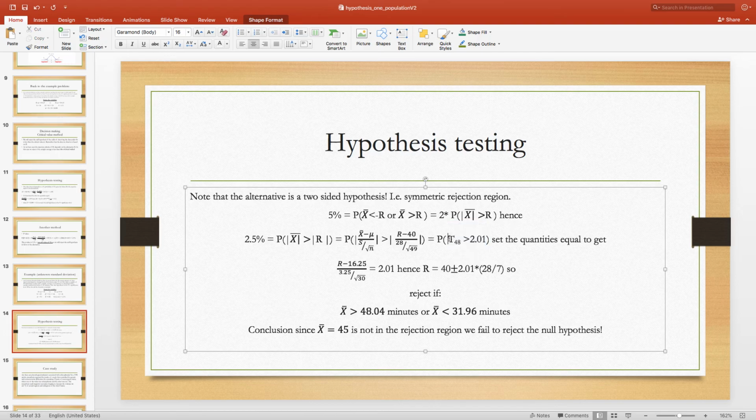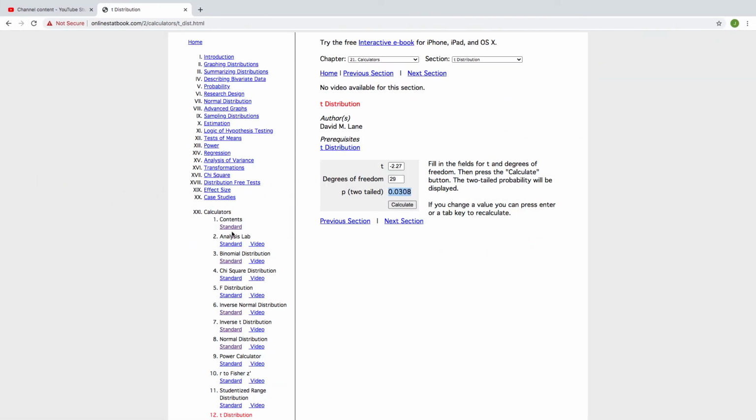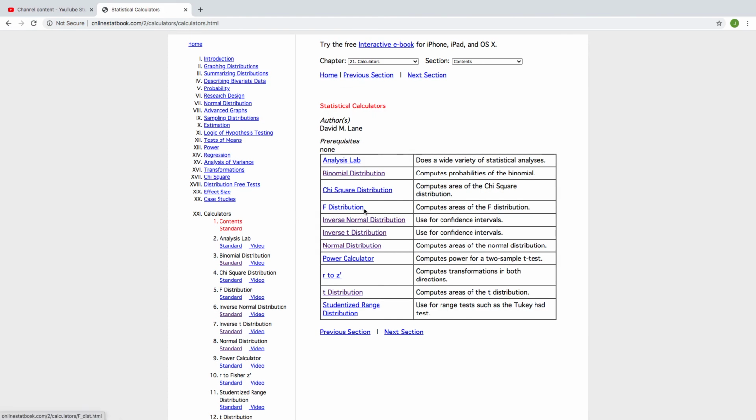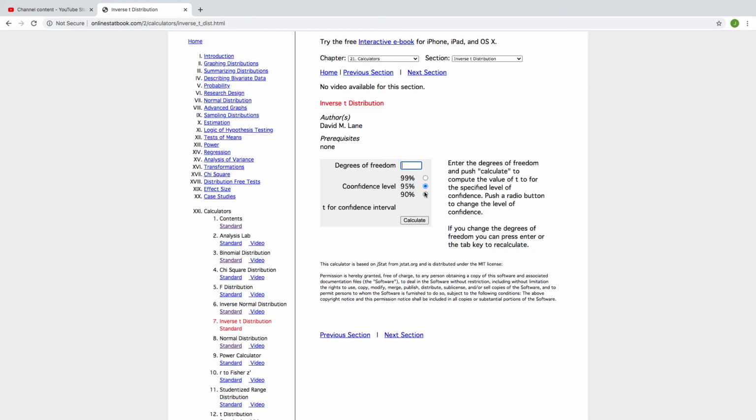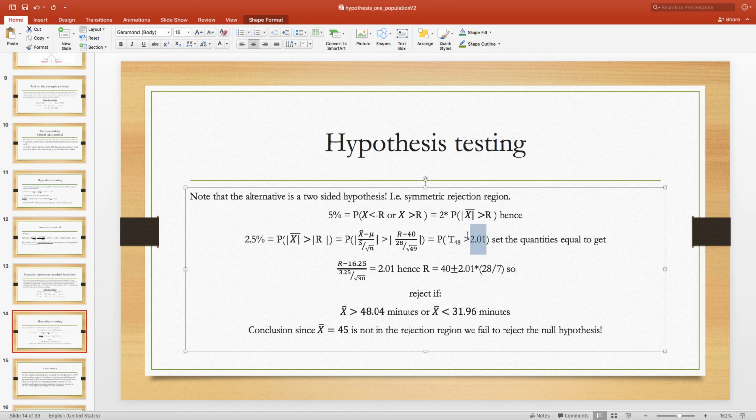So here I have a t-distribution, and I'm going to obtain 2.01. You might ask, how did I get 2.01? I'm going to show you. Here's our list of calculators. I have the inverse t-distribution. 95% confidence means that I have 2.5% of the area in each curve, which is exactly the scenario that I have. I have 48 degrees of freedom, and I'm just going to calculate that. That's 2.01. So that's how I obtain this number. You can also use your tables for all of these. You do not have to use the calculator that's online, but I think the calculator online is probably the most convenient.